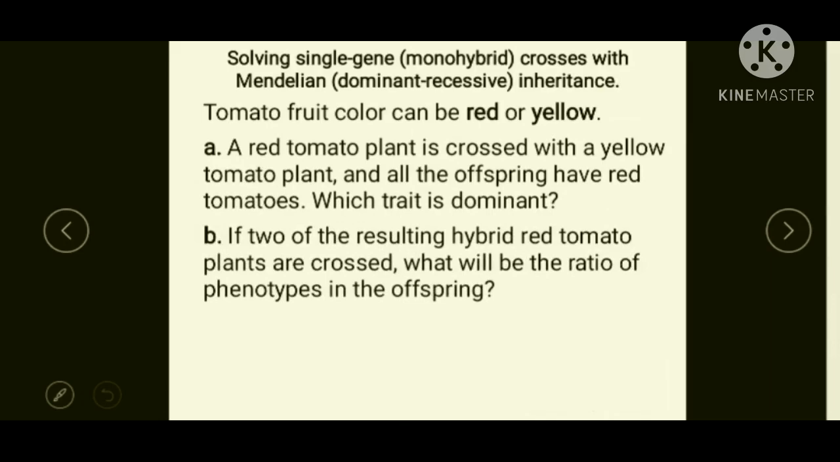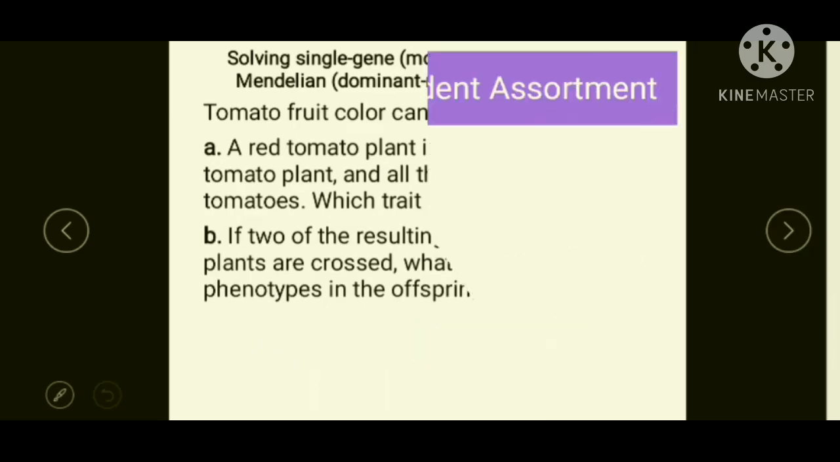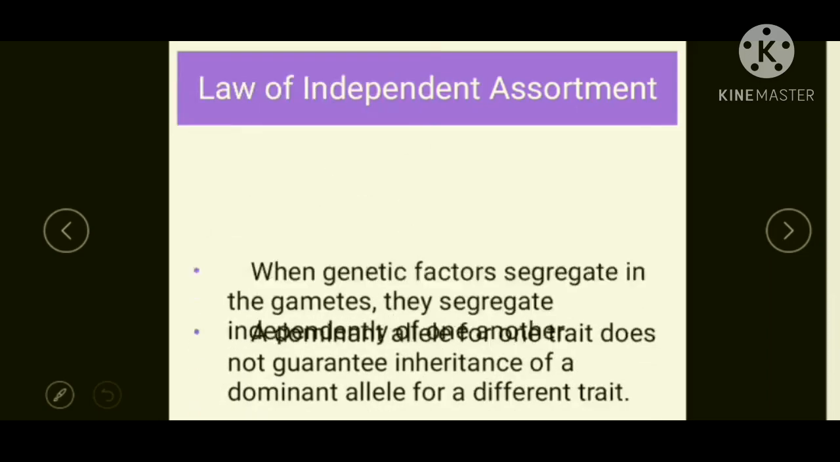Here there is a problem on solving a single gene monohybrid cross with Mendelian dominant-recessive inheritance. This is a quiz for you. Just do this quiz and evaluate yourselves. Let us pass directly to the third law of heredity.